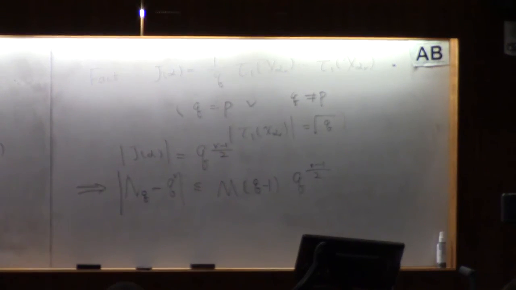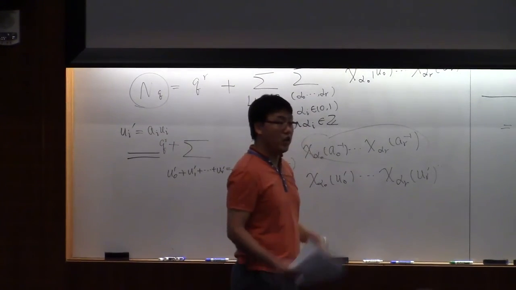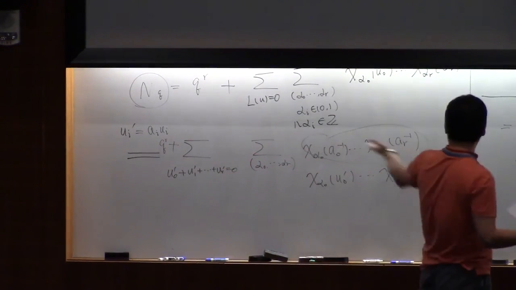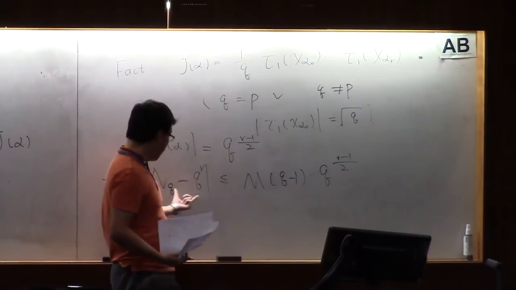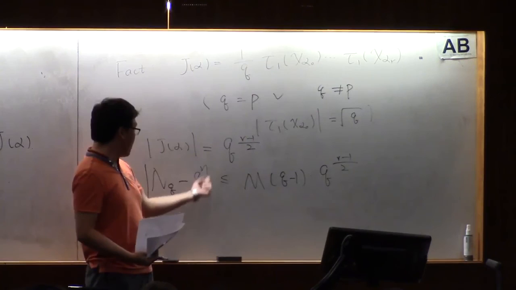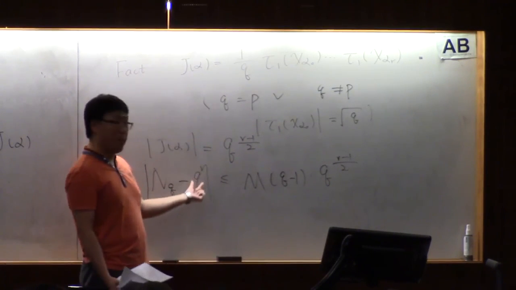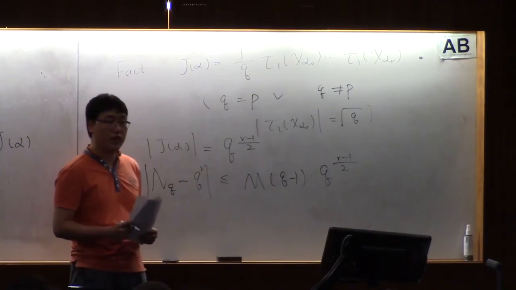What is this m? This m is just the number of these r plus 1 tuples. Each of these alpha i should be between 0 and 1, and n times alpha i should be an integer. Of course, there are only finitely many such tuples, and the number is a finite number, this m. So here we know that the number of solutions is almost equal to q to the r, because the difference is very small compared with this q to the r.